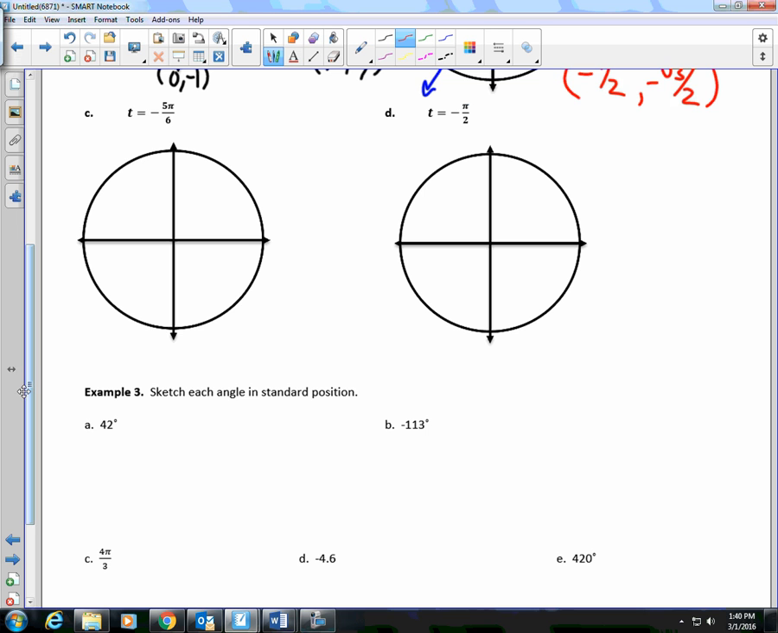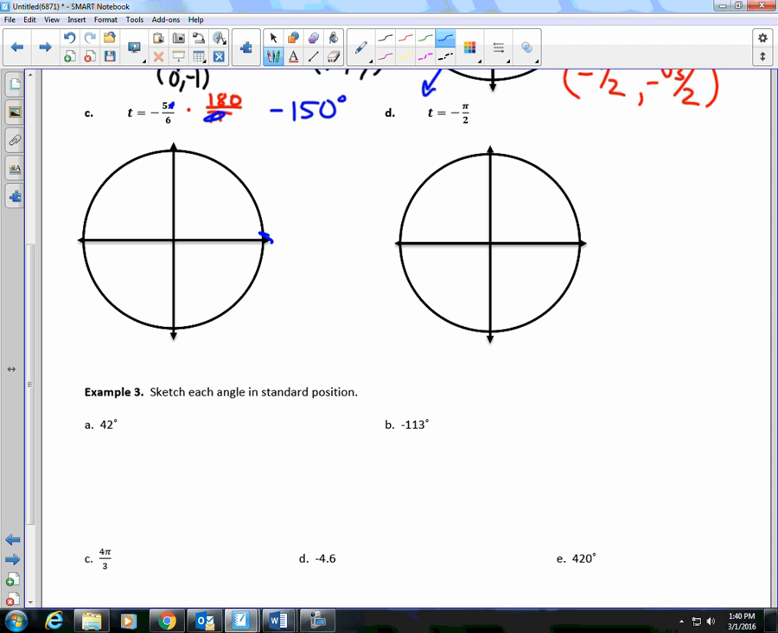Try 2 more. This one's like the other 2, and this last one's really easy. What do you notice about this? It's negative, okay? So we'll multiply again by 180 divided by pi. What happens to the pi's? They cancel. And then 180 divided by 6 is 30, times 5 is 150. We have negative 150 degrees.